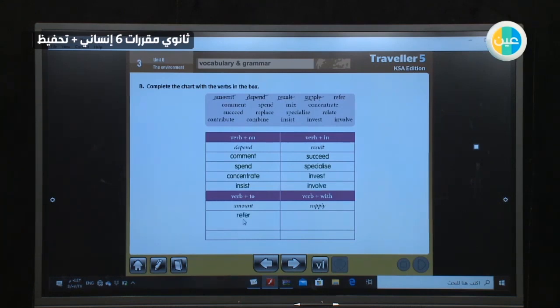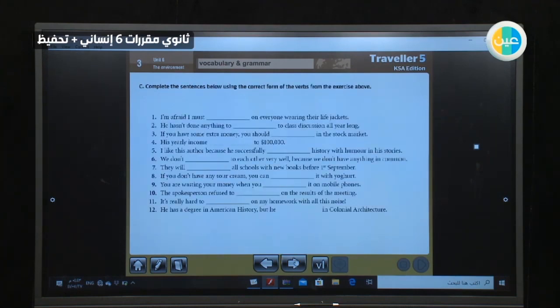Number two: amount to, refer to, relate to, contribute to. Do you remember when we talked about the houses, that they contribute, or let's say share or donate, the old furniture? Okay, supply with, mix with, replace with, and combine with. Okay, let's go to the second exercise.